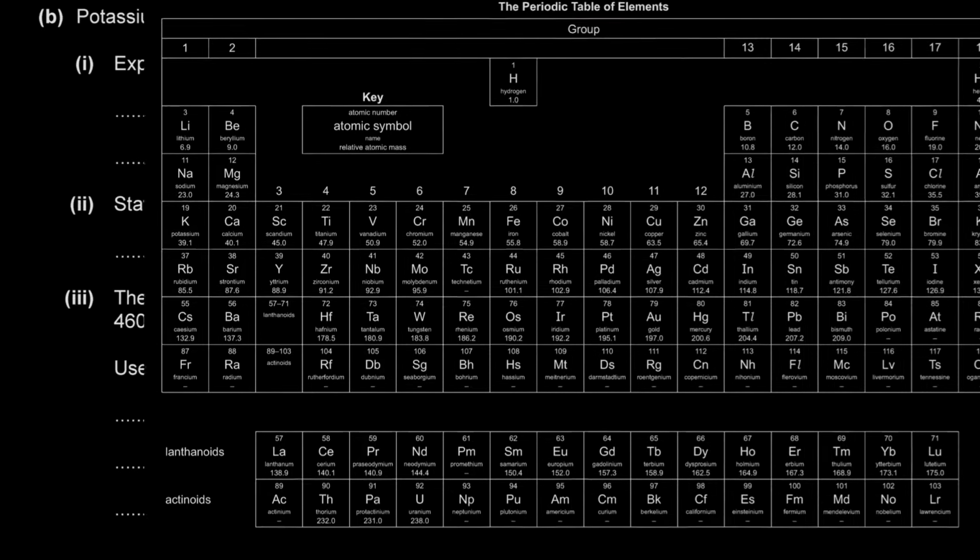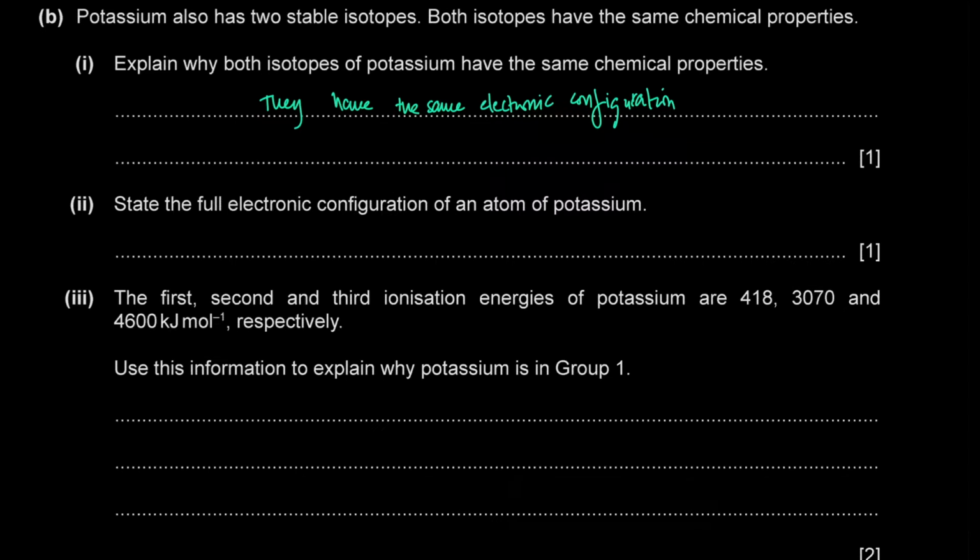Okay, so the electronic configuration of potassium is 1s2, 2s2, 2p6, 3s2, 3p6, and then 4s1. The first, second, and third ionization energies of potassium are 418, 3070, and 4600 kilojoules per mole, respectively. Use this information to explain why potassium is in group 1.